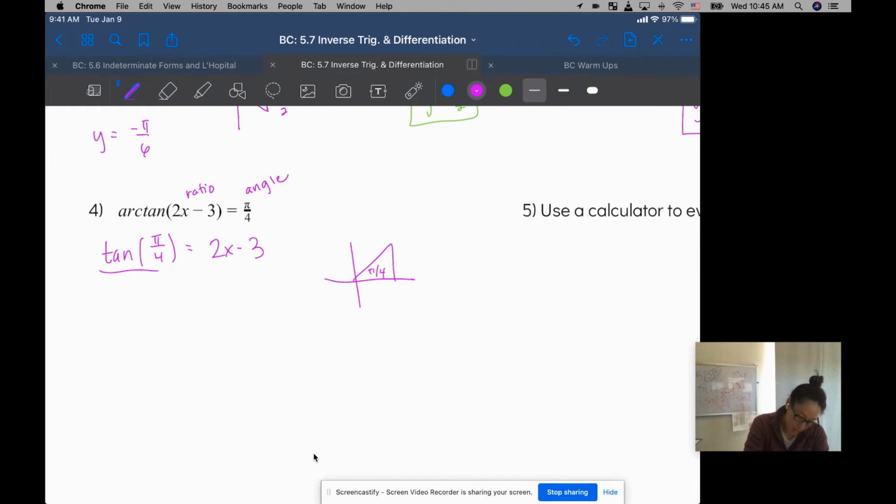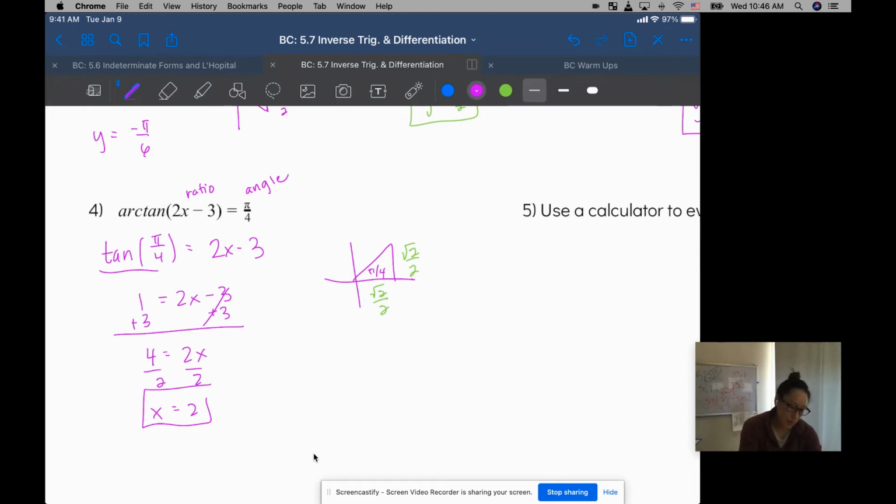I have pi over 4. That's a 45-degree angle, so that's root 2 over 2 and root 2 over 2. So the tangent would be 1 since the side lengths are the same. Okay, so you get 1 is equal to 2x minus 3. And then I solve for x, adding 3. So 4 is equal to 2x, divide by 2, and I get x is equal to 2. So in order to make this ratio equal 1, my x value would have to be 2.